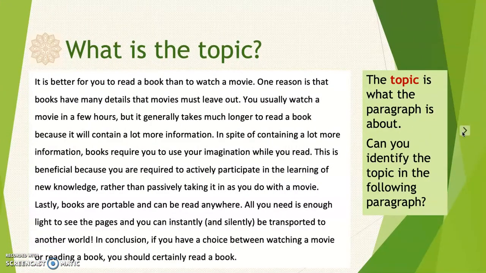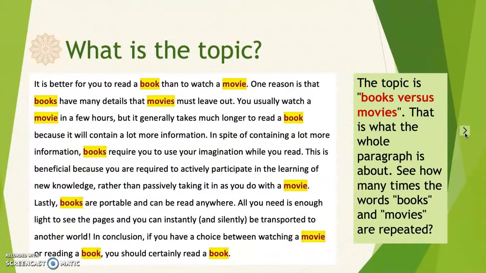So now we're going to look at an example. Push pause on the video and read this paragraph and see if you can identify the topic. Okay, now we're going to look at the answer. The topic is books versus movies.